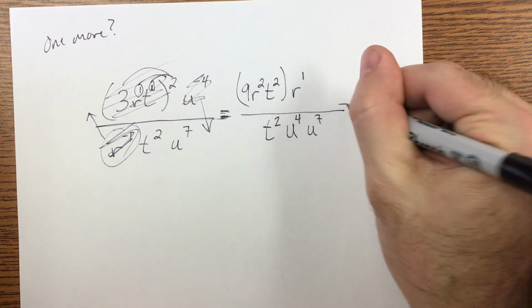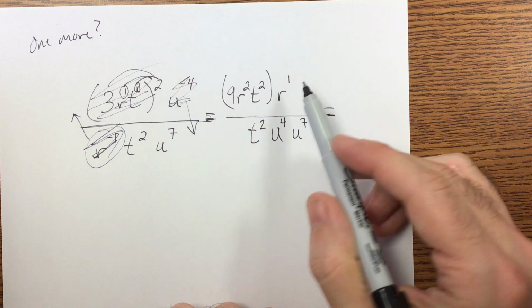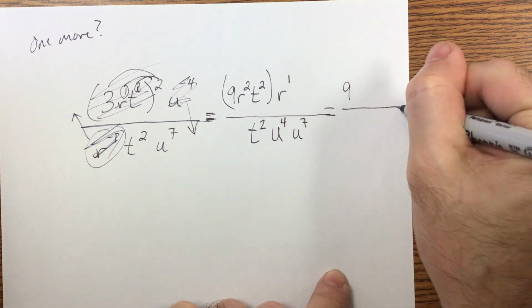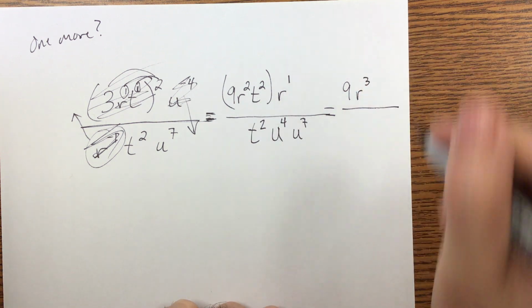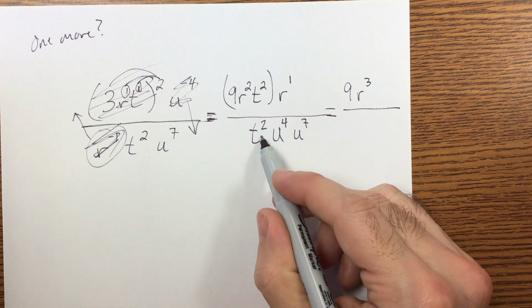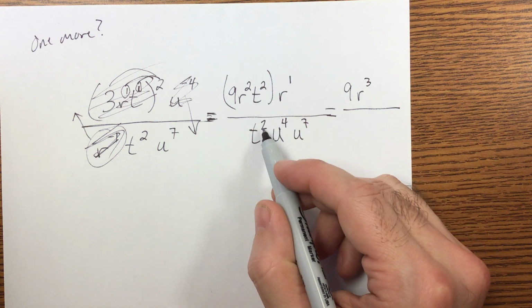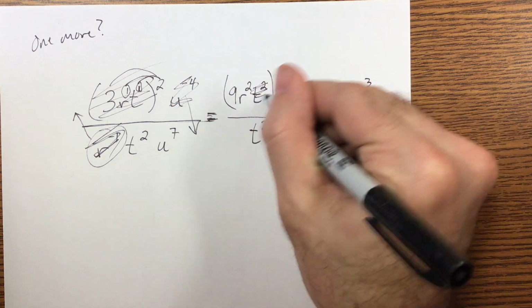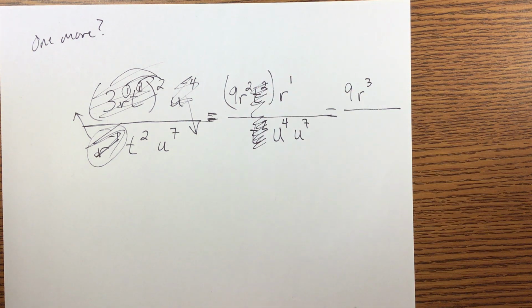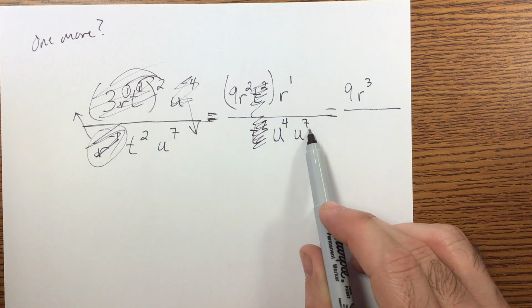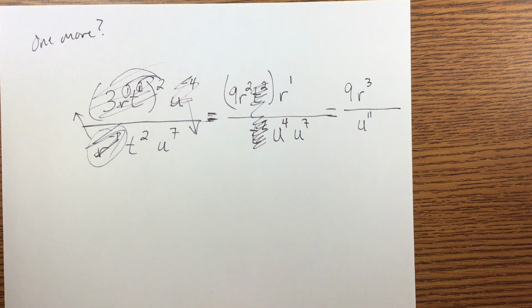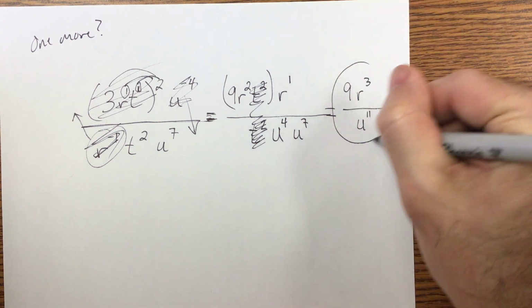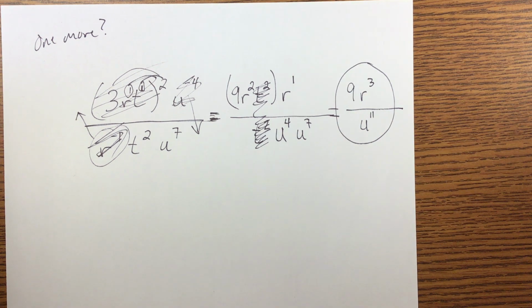Now let's do some more simplifying. How many total r's? Now this 9's just going to stay a 9 on top. How many total r's do we have on top? 2 here and 1 here, so we have a total of 3. Okay. What's going to happen with our t's? T to the second and t to the second is a total of no t's. They cancel. That's nice. And how about our u's on the bottom? There's 4 and there's 7, so we have a total of 11. Can we do any more work? I really don't think so. I think we're done. I think we've simplified as much as we can.